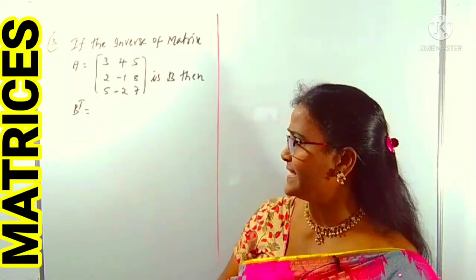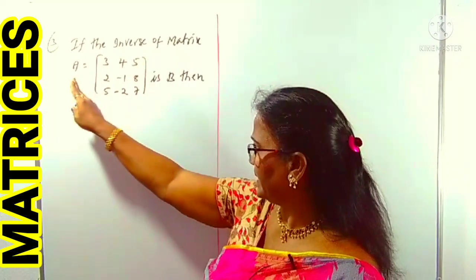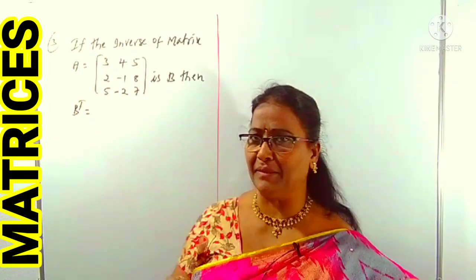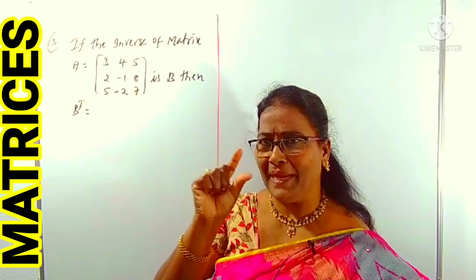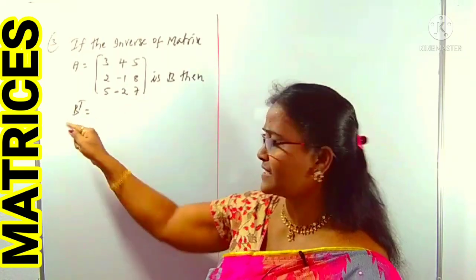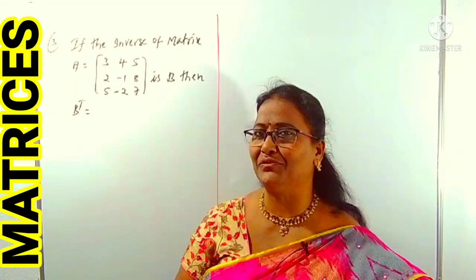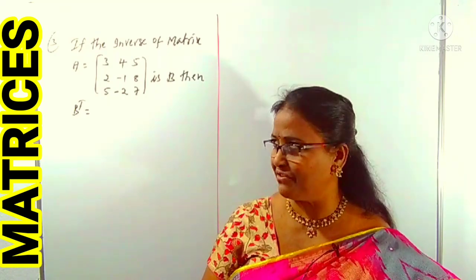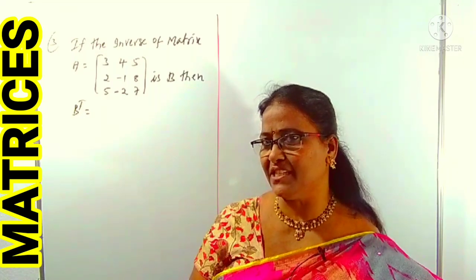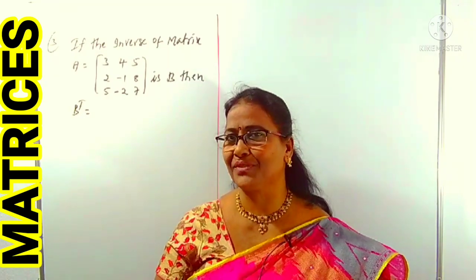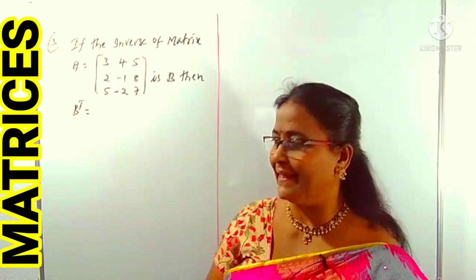Look at this question. What is given? The inverse of matrix A is given as matrix B. Then it asks for B transpose. Means indirectly we have to find the transpose of the inverse of A. To find this, first we have to find the inverse of A. You know what the inverse of A is? Yes, adjoint A by det A.